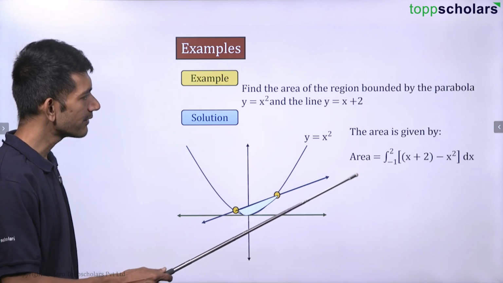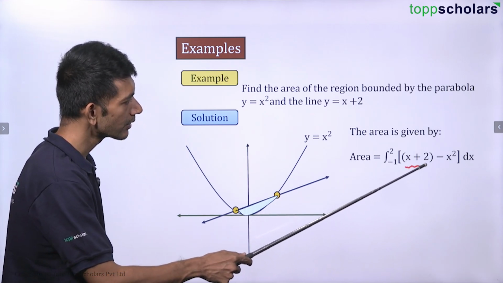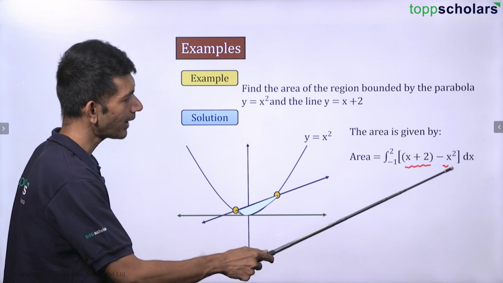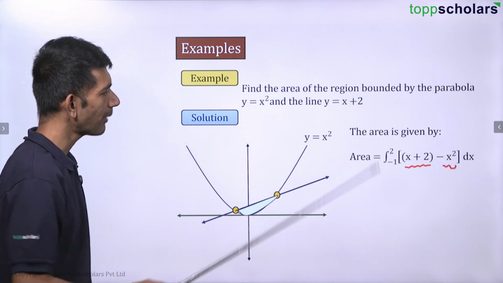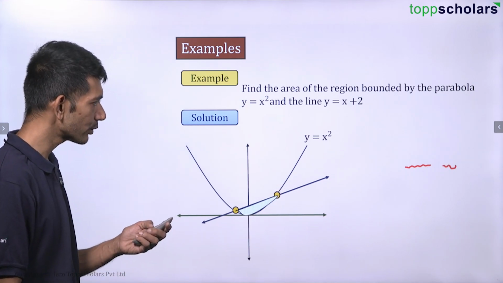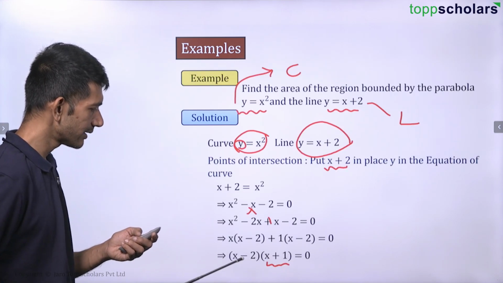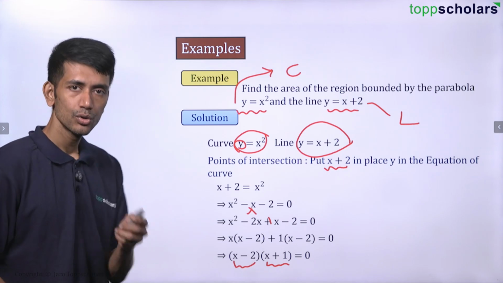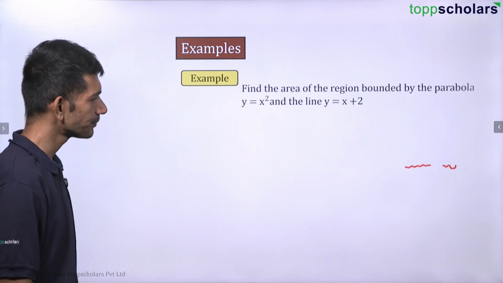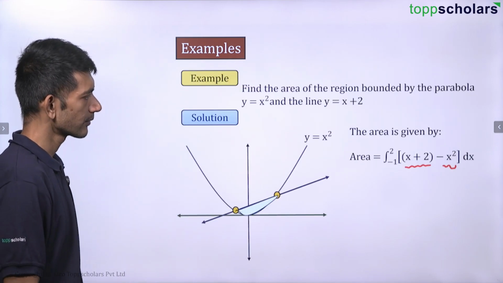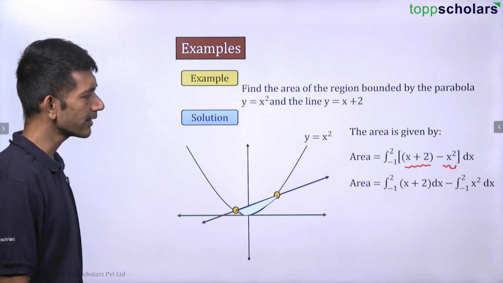So the area will be given by the integral of x plus 2 minus x square from minus 1 to 2. Why from minus 1 to 2? Because x is minus 1 and x is 2. So from minus 1 to 2, right? And then just solve this by integrating.